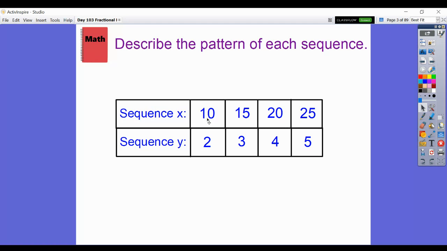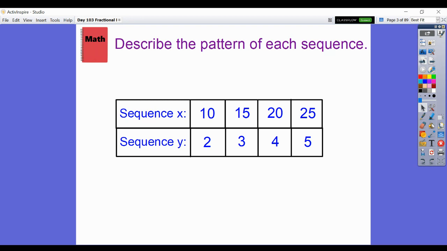Sequence X starts with 10, then 15, then 20, then 25. Sequence Y: 2, 3, 4, and 5. Pause now, see if you can answer that, and then hit play again, and we'll talk about the answer.